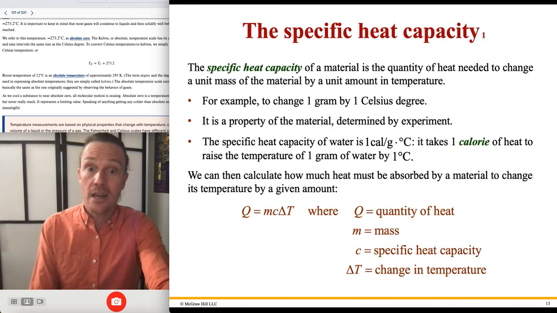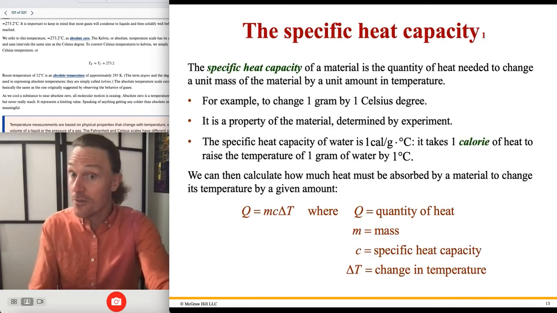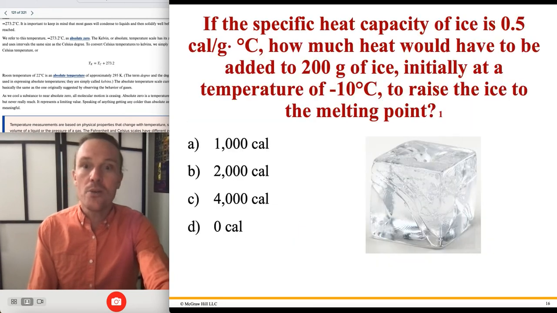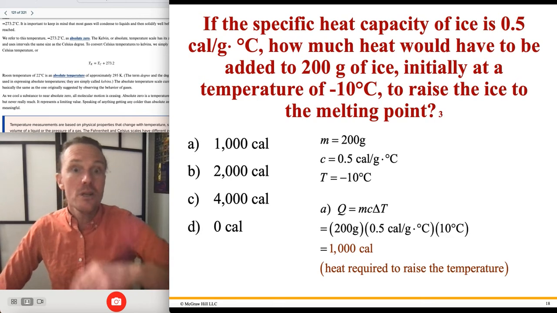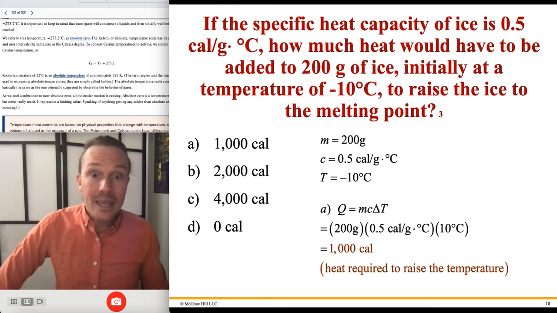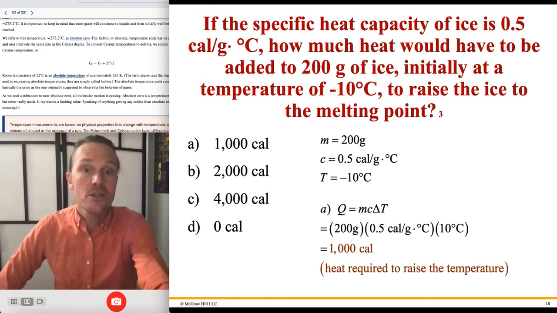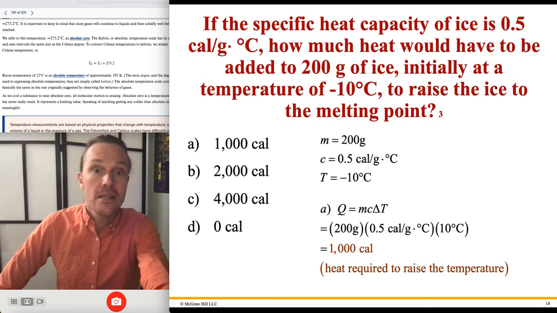By the way, if you need a hint, there's the formula: Q equals mc delta T. And what are you solving for here? Q. You don't even have to rearrange anything. That's fine though. It's a great place to start. Okay, so hopefully you worked this out, identified your unknown, and found out that it was 1,000 calories. All right, answer is A.